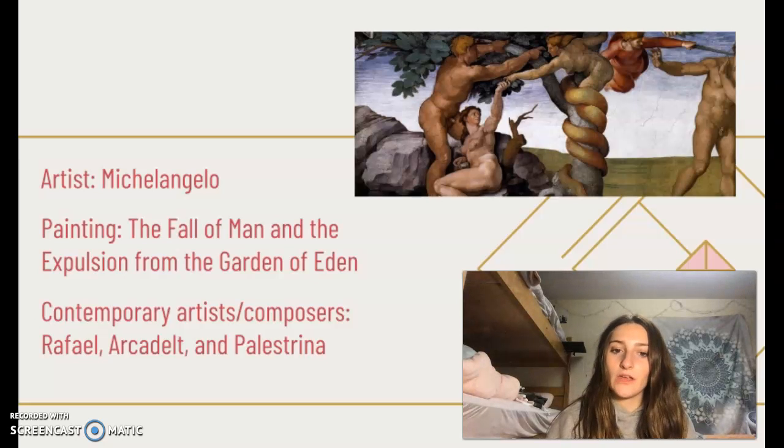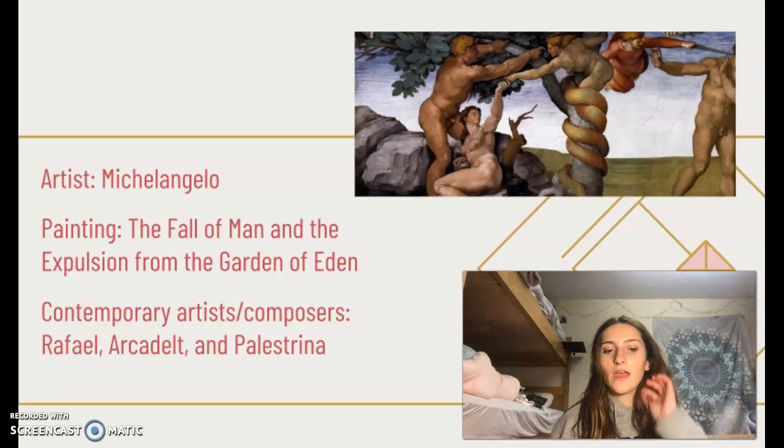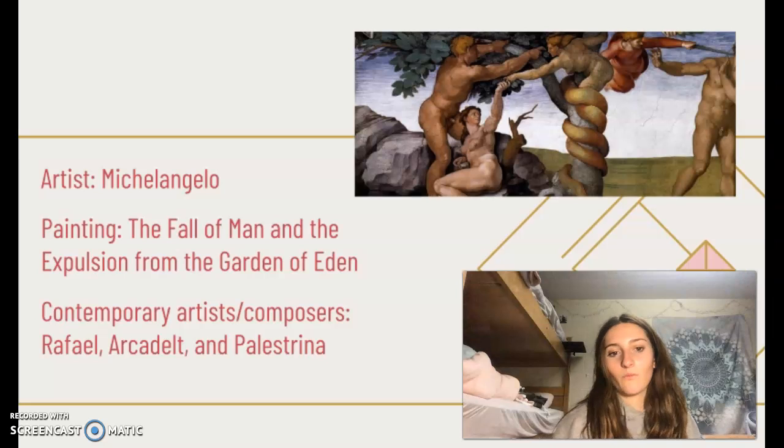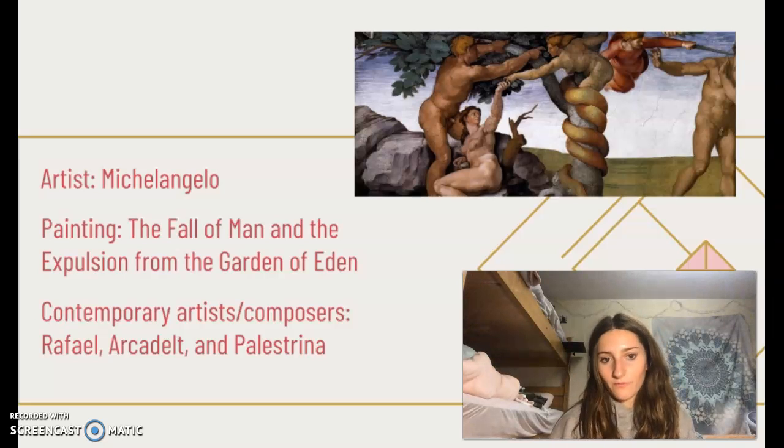The artist is Michelangelo, and some contemporary artists and composers to go along with Michelangelo in this painting are Raphael, Archidelt, and Palestrina. And if you guys remember, we talked about Archidelt and Palestrina in the music portion of this class, and these were both very famous composers of the time period where Michelangelo painted The Fall of Man and the Expulsion from the Garden of Eden.